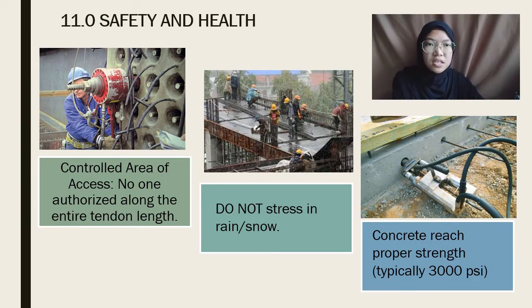During the construction of a post-tension concrete structure, we must consider the safety and health regulations for all the workers. First of all, we must create a controlled area of access. No one is authorized along the entire tendon length except for experienced personnel. The stressing procedure must not be done during the rainy season. The pre-stressing must be carried out when the concrete has reached proper strength, typically around 3000 psi.